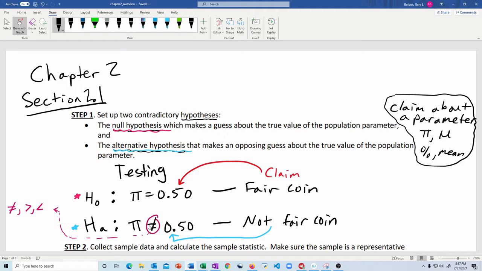Something interesting is happening. It's flipping greater than 50%. So this can change a little bit, but you should still be thinking in some sense opposite of the null. All right, so null hypothesis, this original claimed value, this boring thing, the nothing interesting is happening. This next one, the alternative, opposite of that. Something interesting is happening. Fair coin, not fair coin. So we'll set those up.